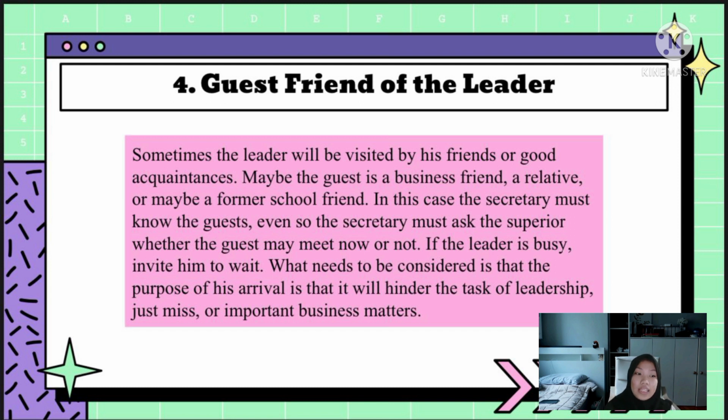In this case, the secretary must know the guest. Even so, the secretary must ask the superior whether the guest may meet now or not. If the leader is busy, invite the guest to wait until the leader is ready to meet them.